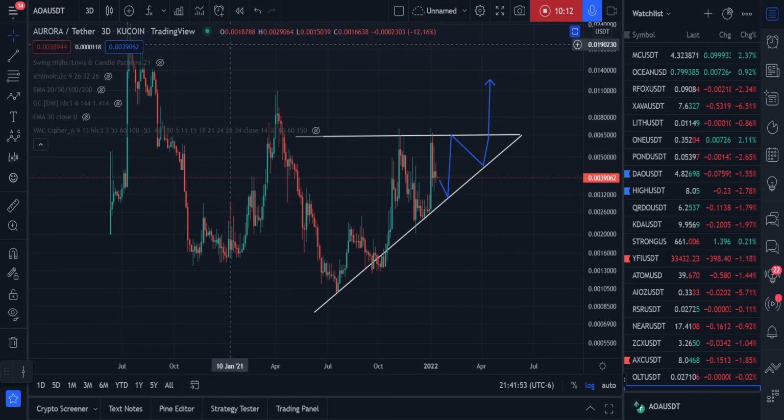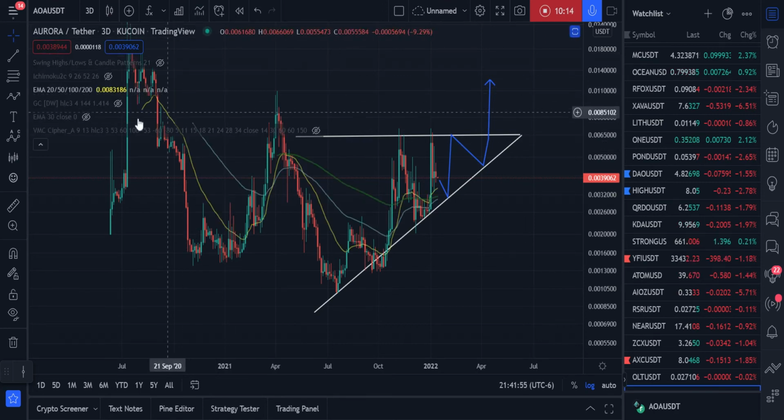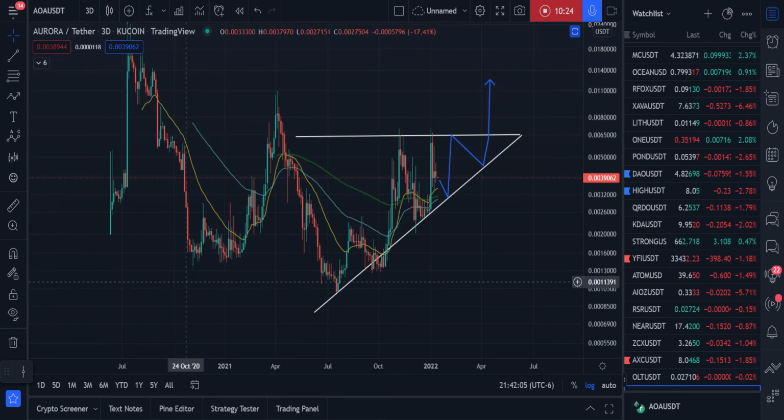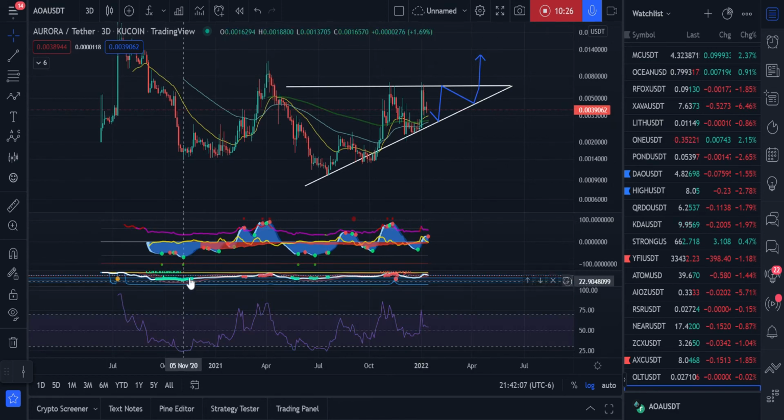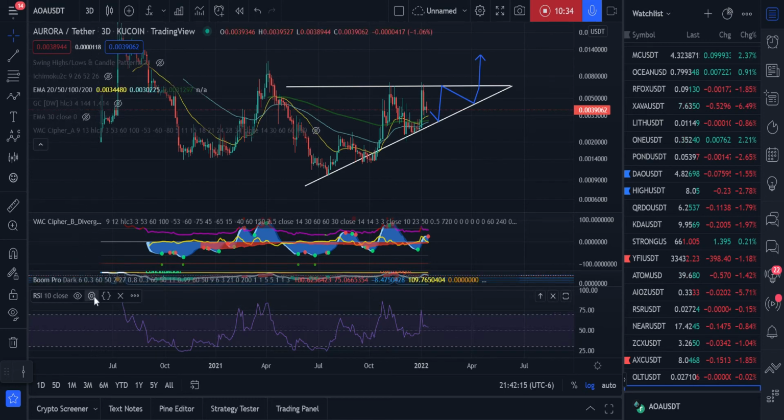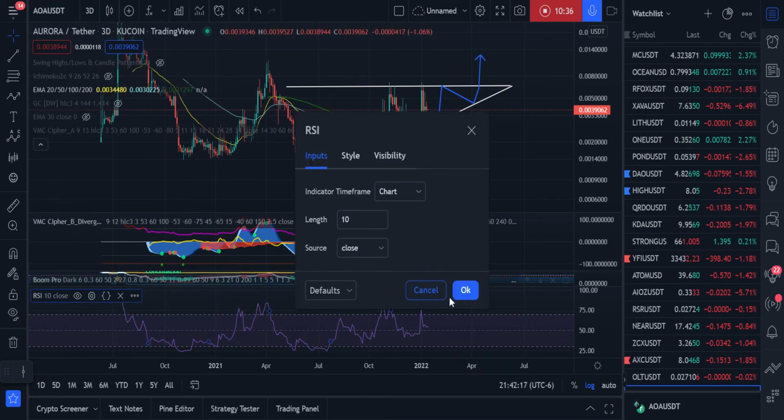And then I would go in and start looking at different indicators and tools. So you can go ahead and get these on your charts. I use the 20, 50, 100, and 200 day exponential moving average. And then down here, I use a market cipher. I use an RSI. And on the RSI, I have the length setting at 10.